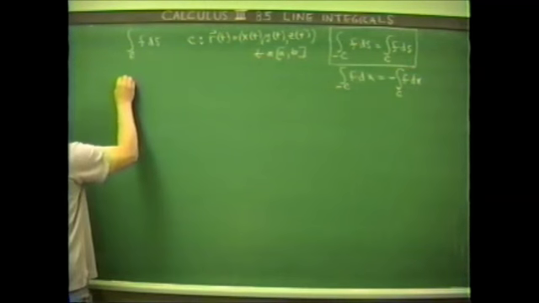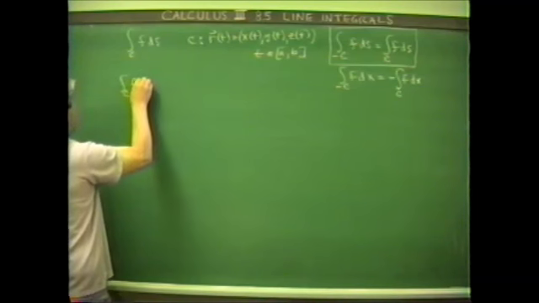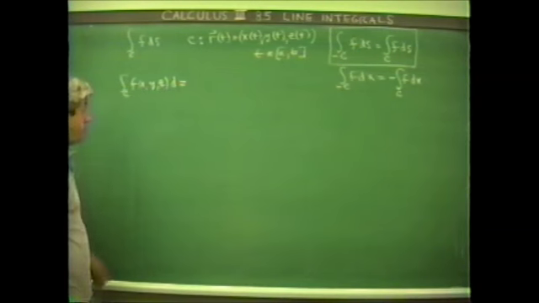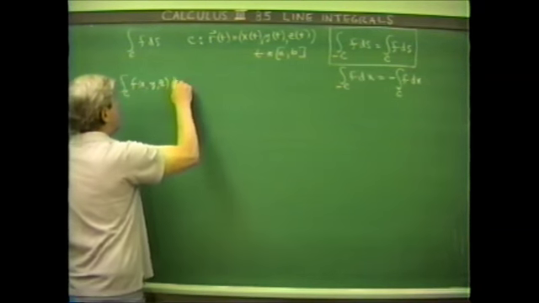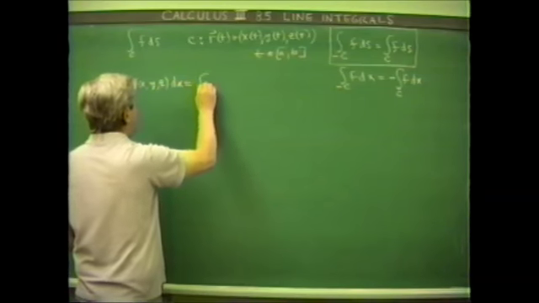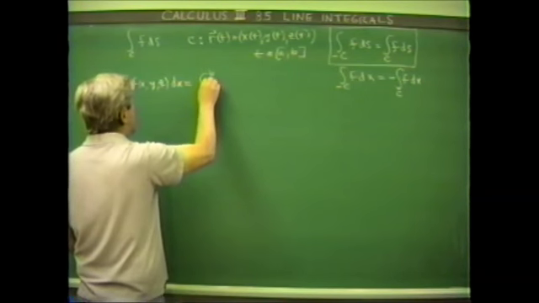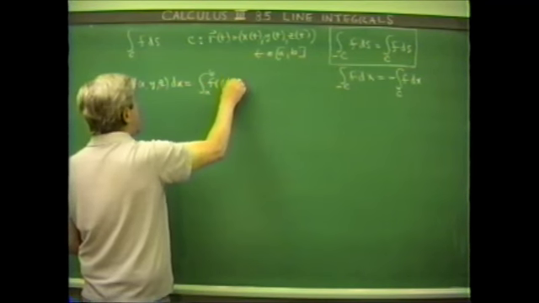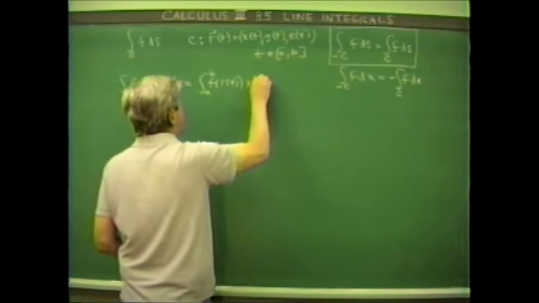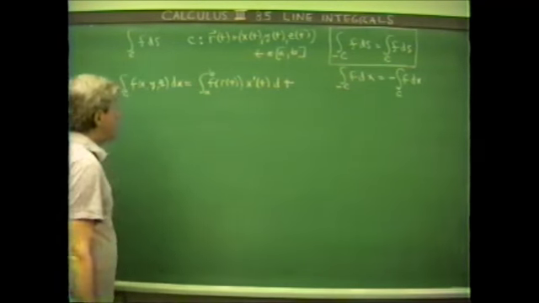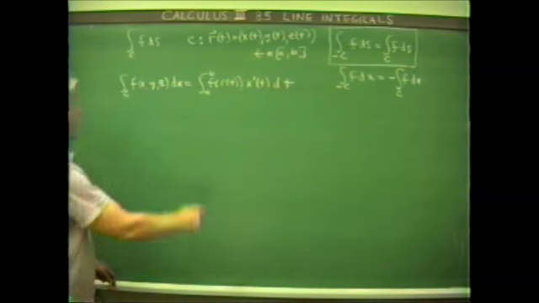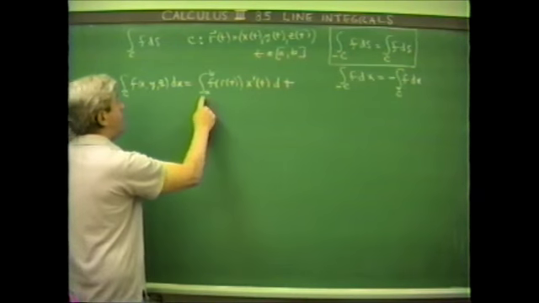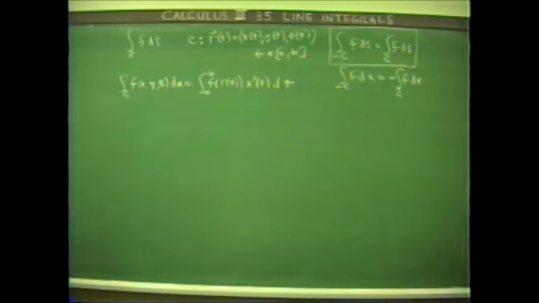The integral along c of f of x, y, and z with respect to x is going to be defined by the integral from a to b of f of r of t times x prime of t dt. That's to say, you're looking at the value of f and multiplying by delta x. We could also define this by means of a Riemann sum and see that this is the resulting integral.